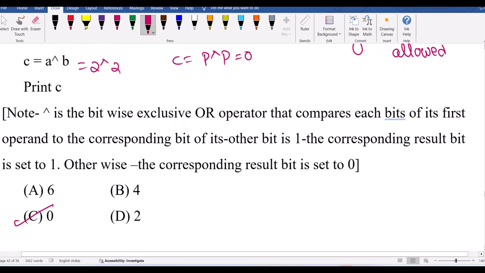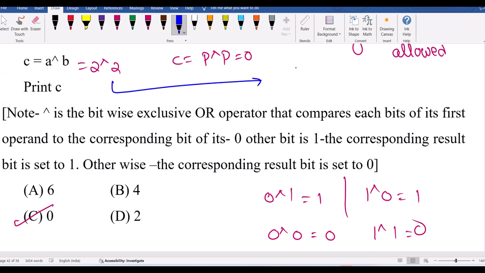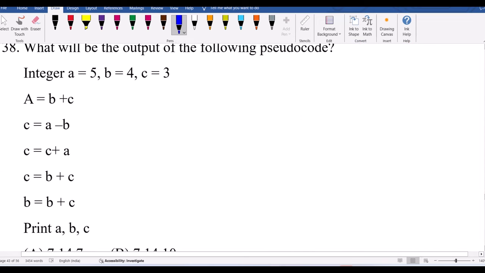If you are not aware of the XOR operation, it is clearly mentioned. Actually, if one bit is zero and the other bit is one, the corresponding result is one. Otherwise, the corresponding result bit is zero. In fact, just go with whether both are different. 0 XOR 1 is nothing but 1. 1 XOR 0 is nothing but 1. But 0 XOR 0, the same, means 0. Here 2 XOR 2: we write 2 in binary as 10, and 2 in binary as 10. If you perform XOR for 1 XOR 1 and 0 XOR 0, we'll get 0 as the result. Option C. Now see, this type of question also will not take much time.